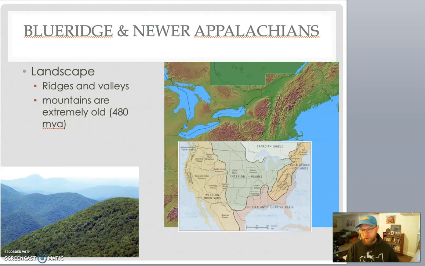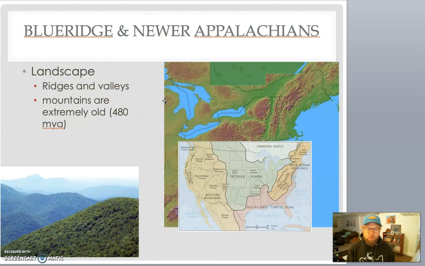Okay, so now let's move on to the Blue Ridge and the newer Appalachians. So again, I've combined two physiographic regions here, just like I did in your analysis. Lots of ridges and valleys like you would expect in a mountain range. But if you haven't been to the US, don't expect it to look like the Rockies.